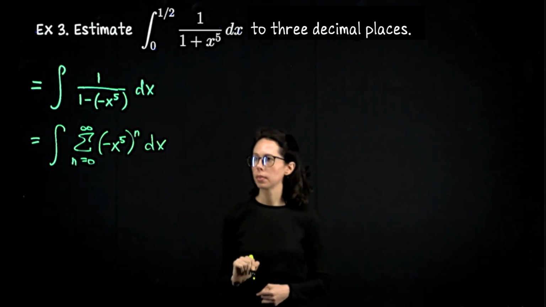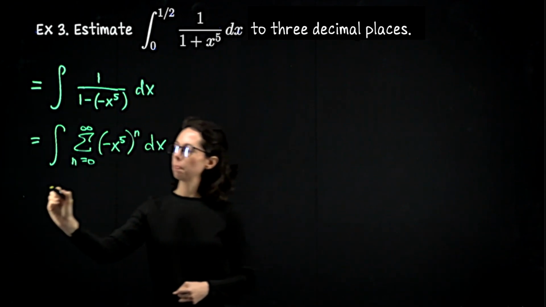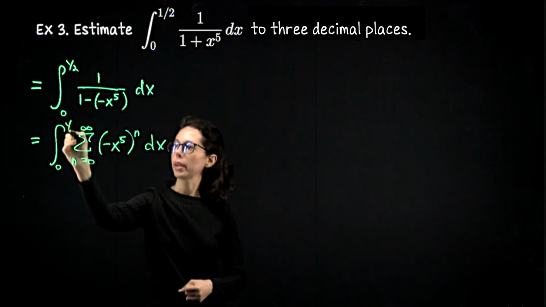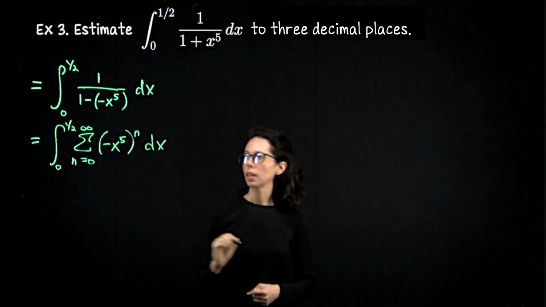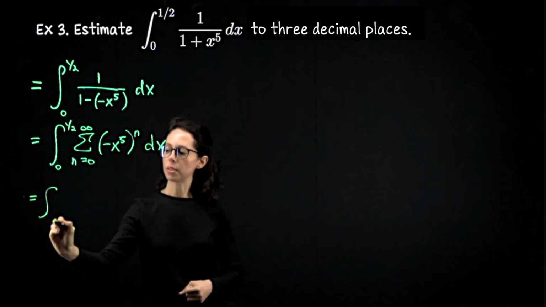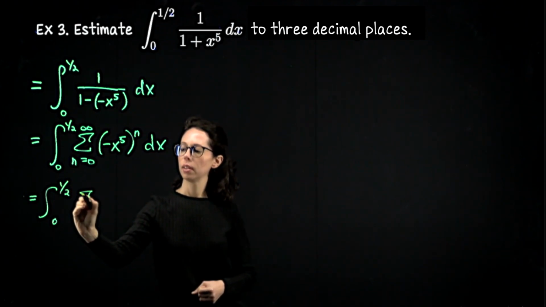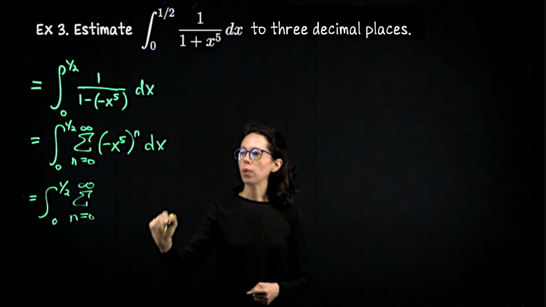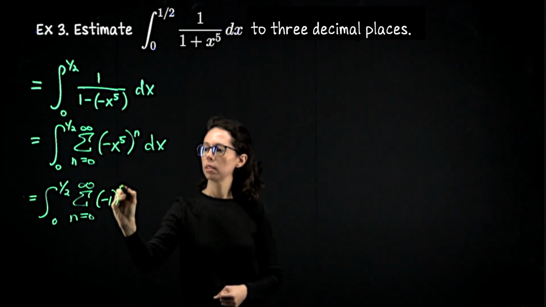dx. Let me clean this up a bit. Oh, also, I forgot that we are doing a definite integral, so I'll bring in the top and bottom bounds. We are going to be doing the integral from 0 to 1/2 of the series now from n equals 0 to infinity, negative 1 to the n, x to the 5n.